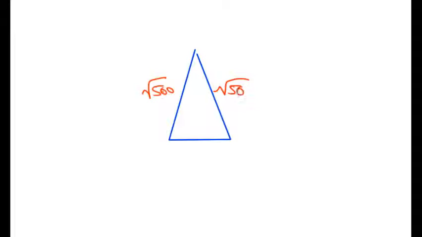So we have an isosceles triangle, right? And two of its sides are rad 500, rad 500. This side is rad 45. We need to add all of this up because we're asked for the perimeter. So how do we do that? Well, we just add everything up.